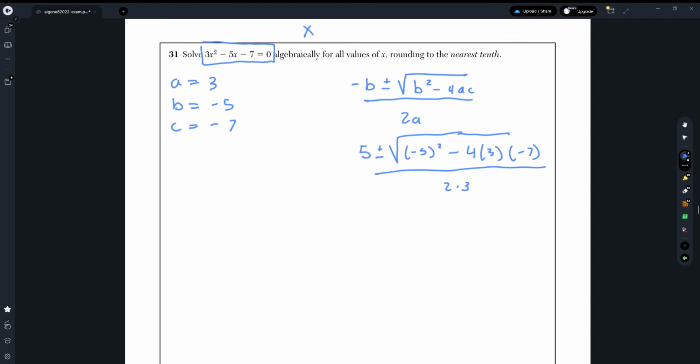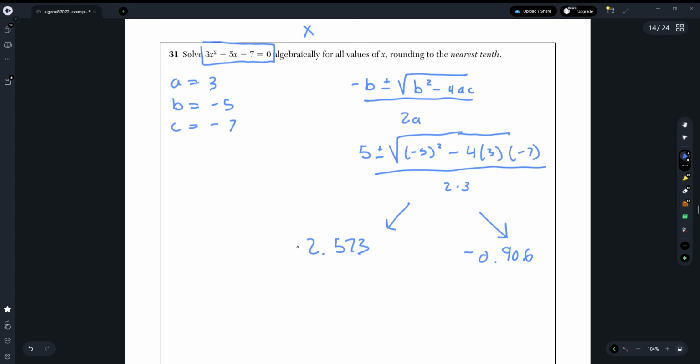So I'm going to put that in my calculator, and obviously it's going to give us two answers because we have a plus or minus. I'm going to put in 5 plus the radical of negative 5 squared minus 4 times 3 times negative 7, over 2 times 3, and this is going to give me 2.573. Next I'm going to plug the same thing into my calculator, but subtract it, and this is going to give me negative 0.906.